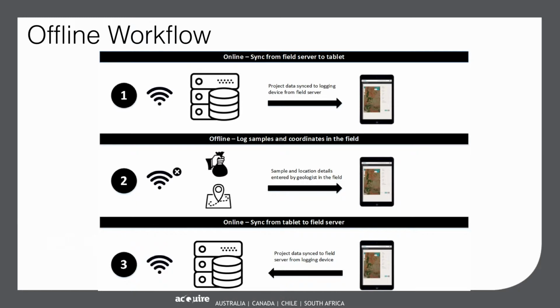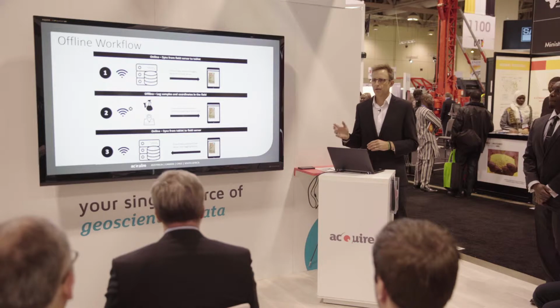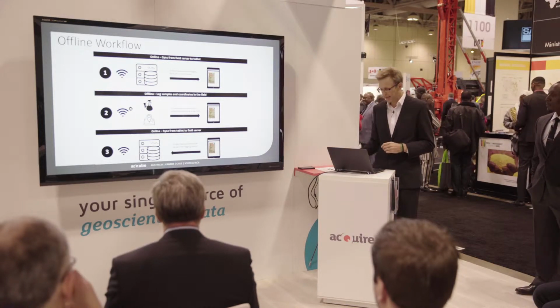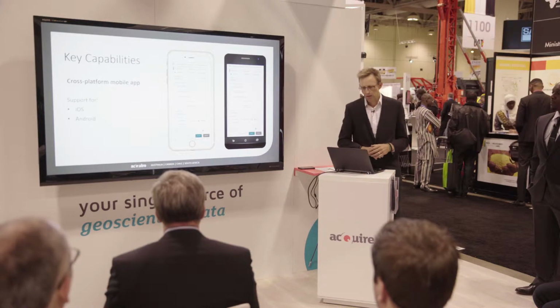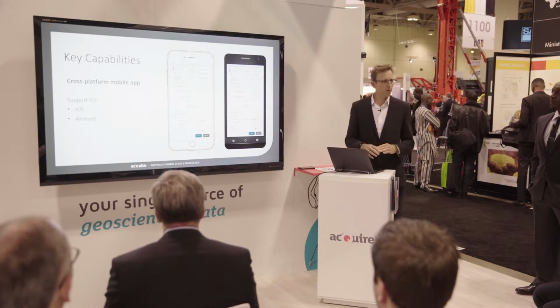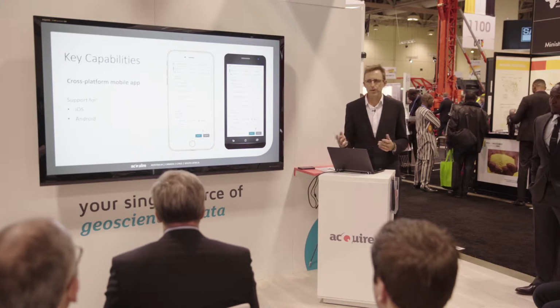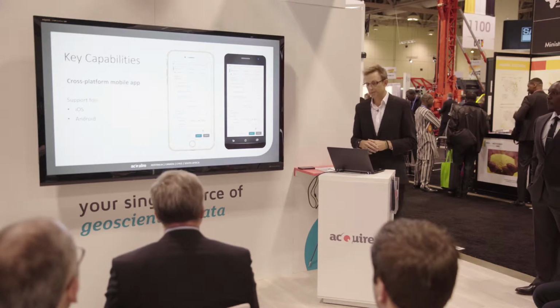So it's as simple as that. It's a pretty easy workflow to understand; anyone can understand it. It's basically synchronize, go out and collect your observations, and then synchronize again. It's as easy as that. So what I'm going to do is run over a few of the key capabilities of the app before we jump into a live demo.